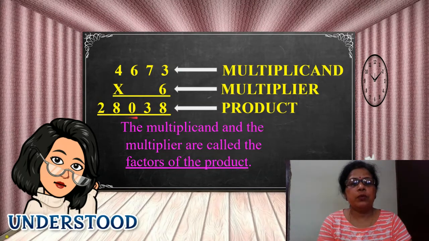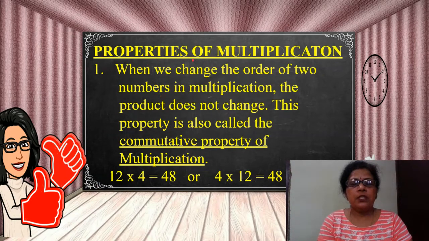Students, one fact that you have to remember is the multiplicand and the multiplier are the factors of the product. Means in this case 4673 and 6 are the factors of 28,038. Factors we will learn in higher classes, but still you should remember this fact. Now properties of multiplication. First property. When we change the order of two numbers in multiplication, the product does not change. And this property is called commutative property of multiplication.